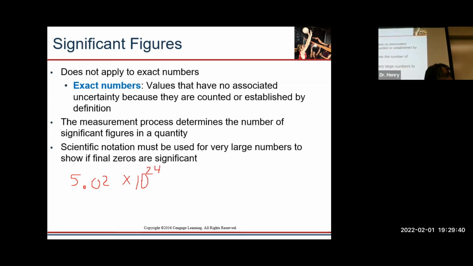So if we put it in scientific notation, how many sig figs are we going to have? What do you guys think? 3. We only look at this number for sig figs, not the exponent. Okay.